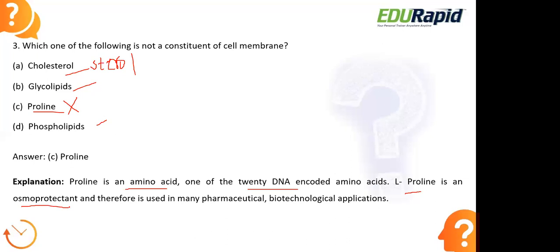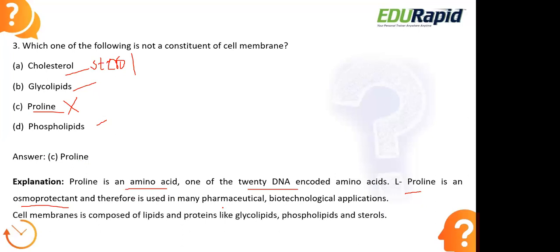one which is used in pharmaceutical as well as biotechnological applications, that is, in medicines, because it will reduce this extreme osmotic stress. And also it helps an organism to survive. So it has a major application there in pharmaceutical industries. Move to the next question.